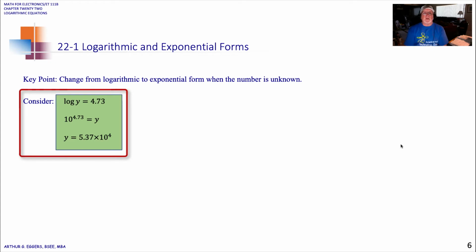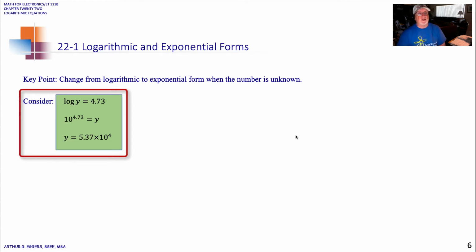Changing from logarithmic to exponential form when a number is known. Again, if we take a look at an example, our example here says the common log of y is equal to 4.73. So we don't know what that number is that we're trying to solve for. But if we use the exponential form by taking the value of the exponential to both sides of the expression, so if we take 4.73 and raise 10 to that value, that ends up becoming y.